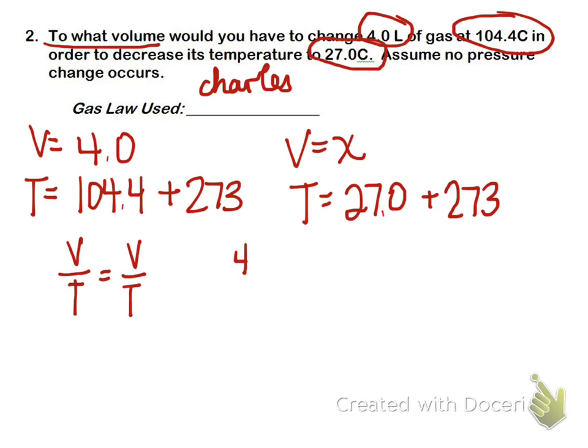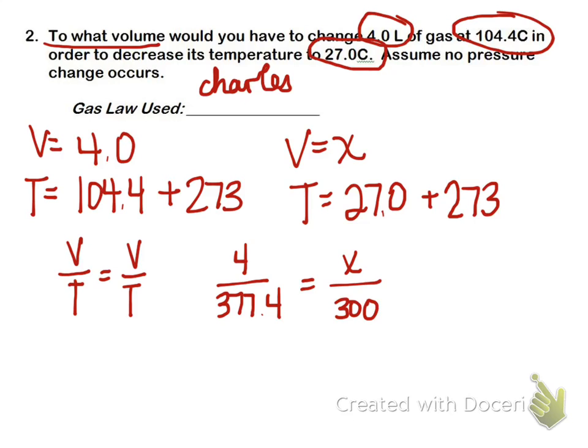Here we go. 4 over, what are those two things when you add them together? 377.4 is directly proportional to X over 300. Do you know where I got that 300 from? 27 plus 273. Okay, so at this point it's just like a proportion. 4 over this is equal to X over this. What's happening to the temperature? It's getting smaller, so we're also expecting the volume to be shrinking as well. All right, cool.